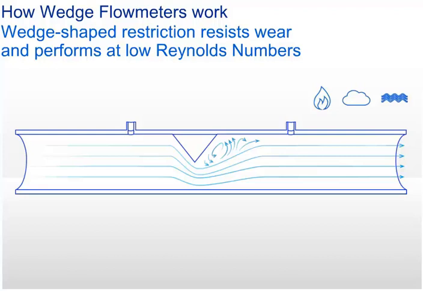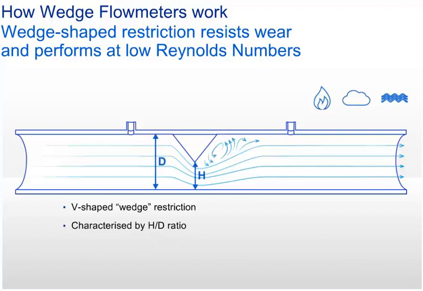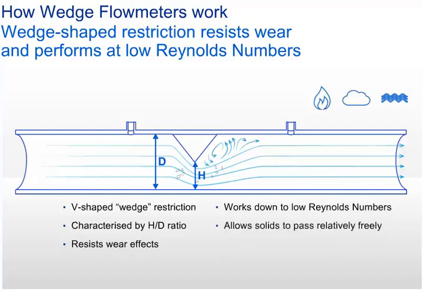The restriction is formed by a V-shaped obstruction, hence the name wedge, usually only on one side of the pipe, and it is characterized by the H/D ratio, which is the opening under the wedge divided by the internal meter diameter. The wedge meter is robust and resistant to wear, as it does not rely on keeping measuring edges sharp to maintain performance. It maintains its meter factor down to much lower Reynolds numbers than most other DP devices, down to Reynolds numbers as low as 500 in fact. The wedge element also allows the passage of solids in the fluid.